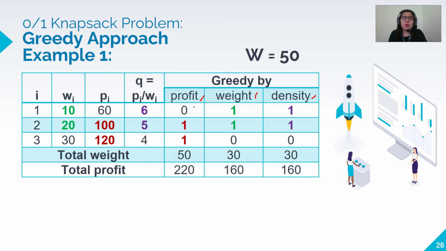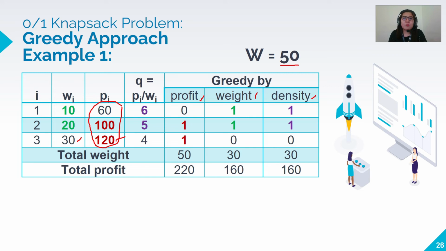Now, let's proceed with greedy by profit. In greedy by profit, if you will recall sa ating discussion kanina, we will get the largest profit. So, dito tayo titingin. Considering the weight should not exceed 50. So, the capacity of the knapsack is 50. So, in this example, the largest profit is 120. And the weight is 30. Okay? So, okay pa, 30 kasi yung ating capacity is 50.